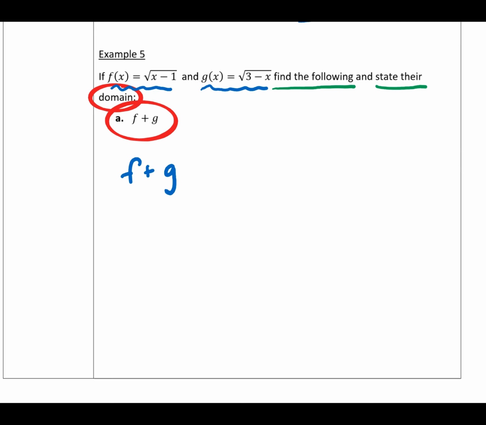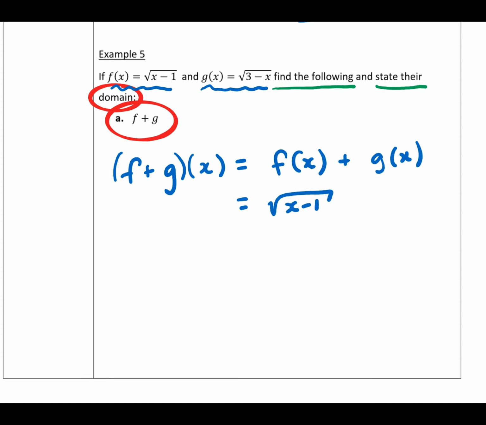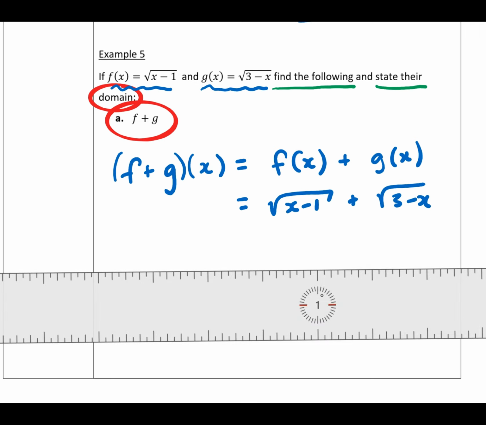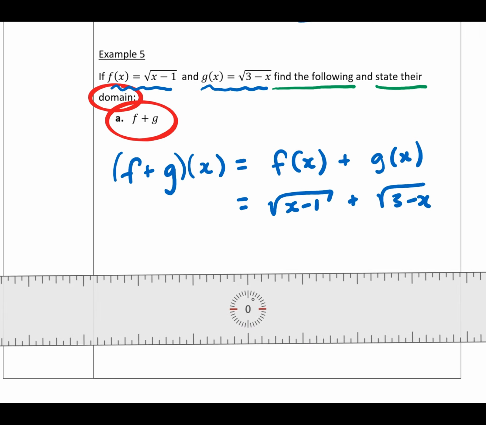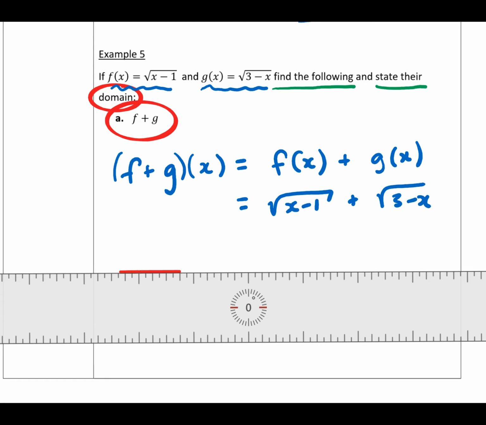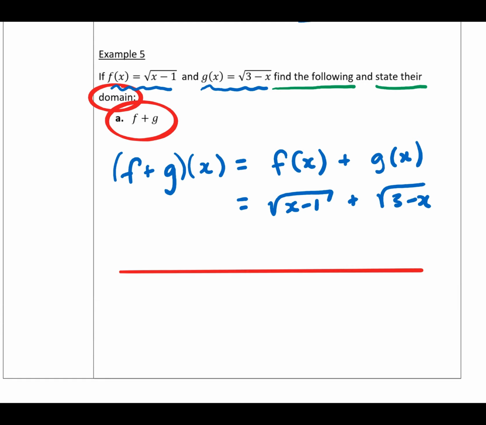F plus g of x, so I might even put that in brackets, is equal to f of x plus g of x. In other words, it's just the square root of x minus 1 plus the square root of 3 minus x. The domain here is actually a much harder part of this question, and we can find this by drawing out a number line. So let's start with this number line, and we'll propose that we've got 0, 1, 2, 3, 4, negative 1, negative 2, negative 3. That should do us.